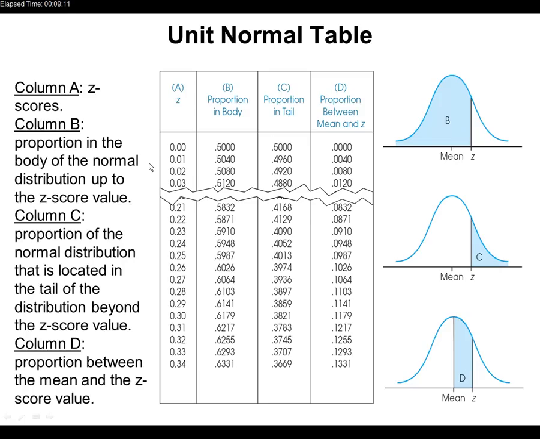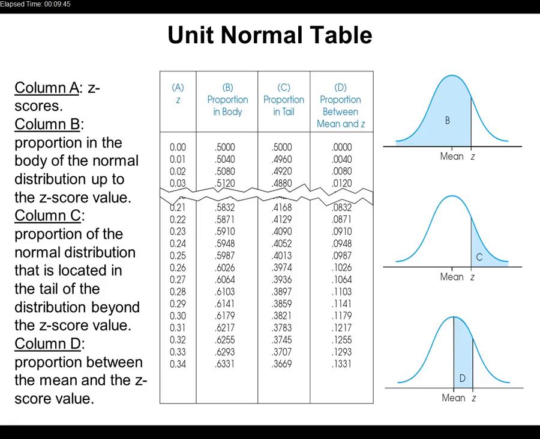The unit normal table in column A, you're going to see this in your book, which is here, are the z-scores. Okay, column B is the proportion. It's this part in the body of the normal distribution up to the z-score value. So let's say the z-score was here, and so B would be the value for the proportion in the body. And these are just things to look up when we're working with them.